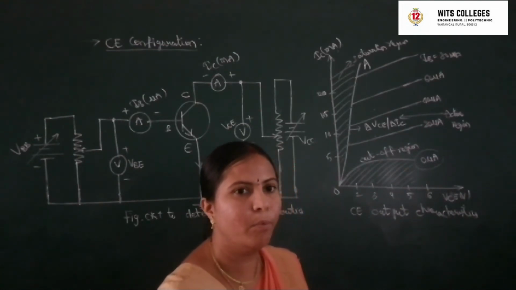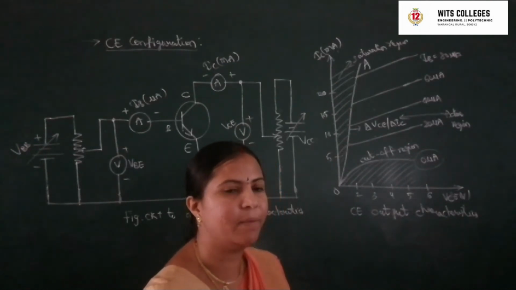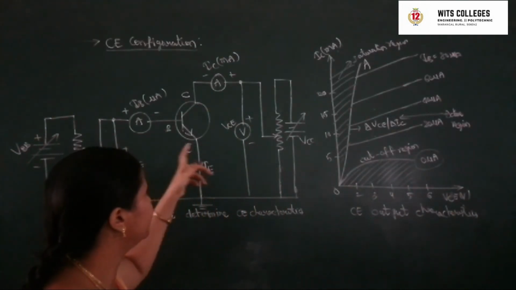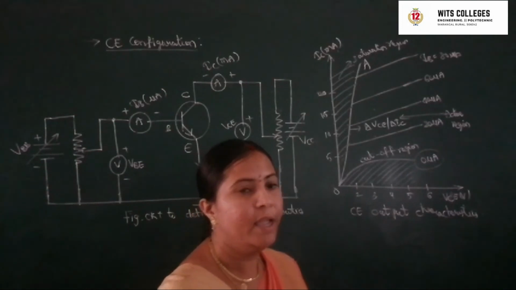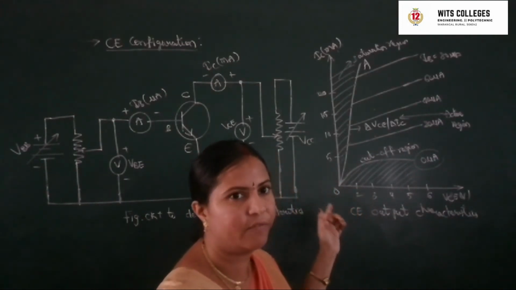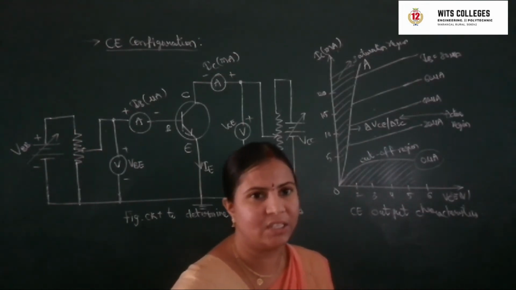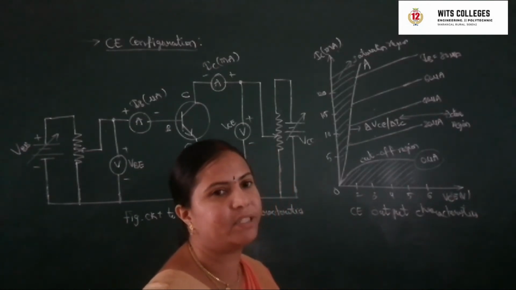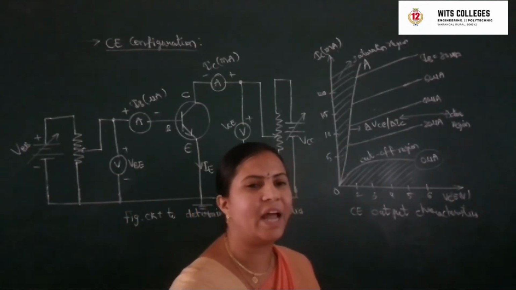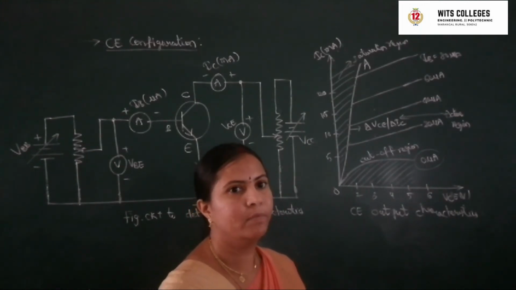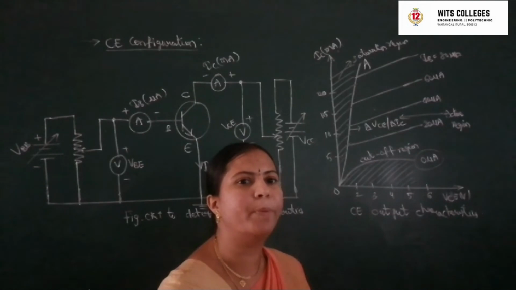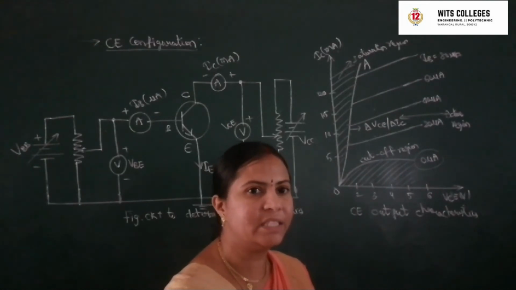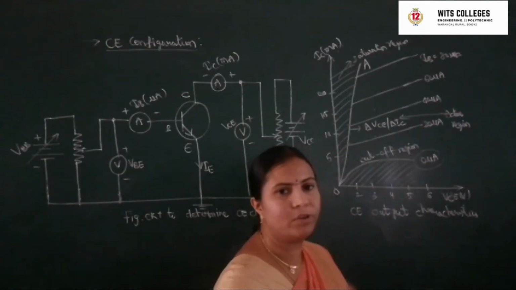In the active region, the base emitter junction is connected in forward bias and the collector junction is connected in reverse bias. In the saturation region, both junctions are forward biased. In the cutoff region, both junctions are reverse biased. But in the active region, the emitter base junction is forward biased and the collector base junction is reverse biased. The transistor is always operated in the active region because the operating point exists in the active region only.